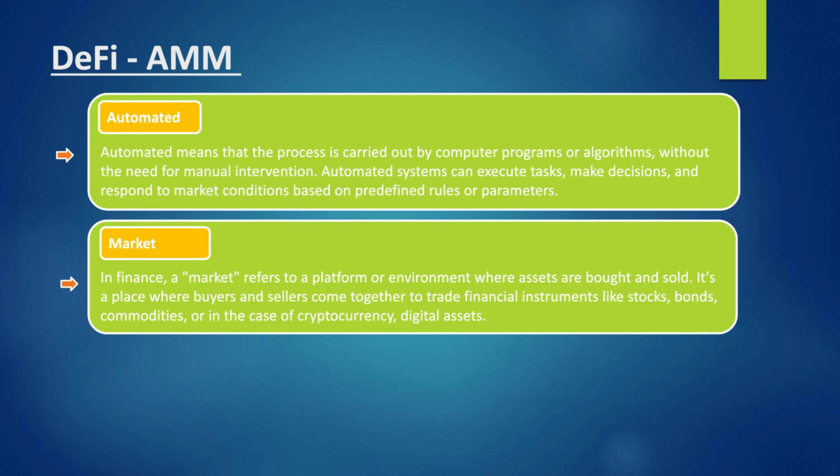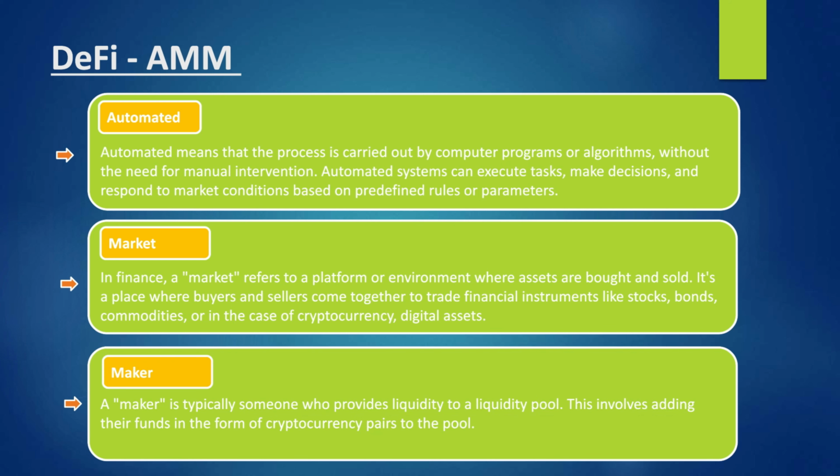And since it is a marketplace, people are here to buy and sell, just like in an order book. People are also here in order to buy and sell, but this time they are using smart contracts. And then we have a maker. A maker is someone who is actually providing liquidity so that the trade can happen.